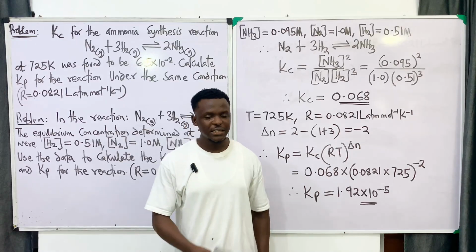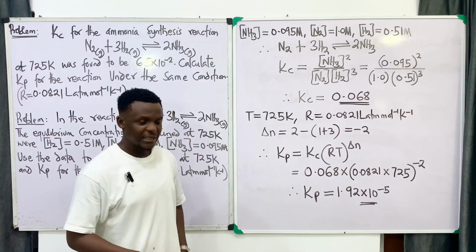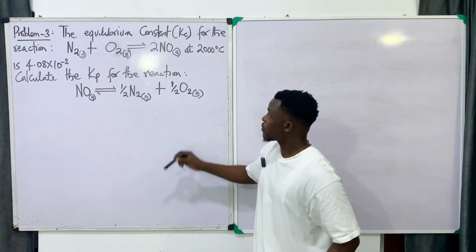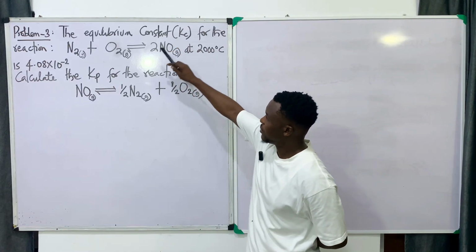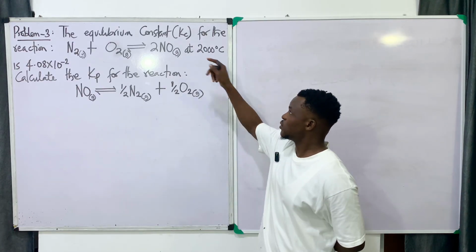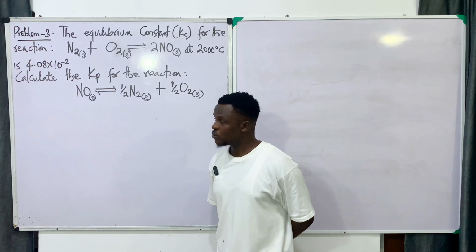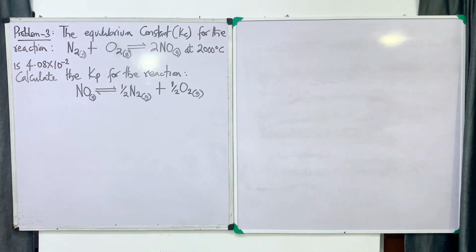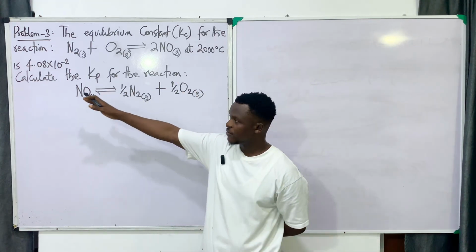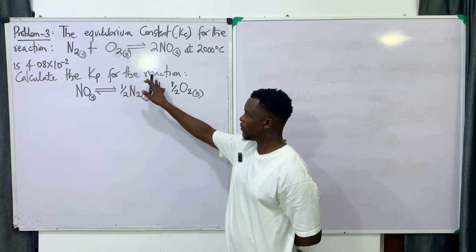All right. So you can see how questions can be asked based on Kp and Kc. So let's look at one other example. We have another question here. They said the equilibrium constant Kc for the reaction, note how this reaction is different from the previous two reactions, at 2000 degrees Celsius is 4.08 times 10 raised to the power minus 2. They now said calculate Kp for the reaction.